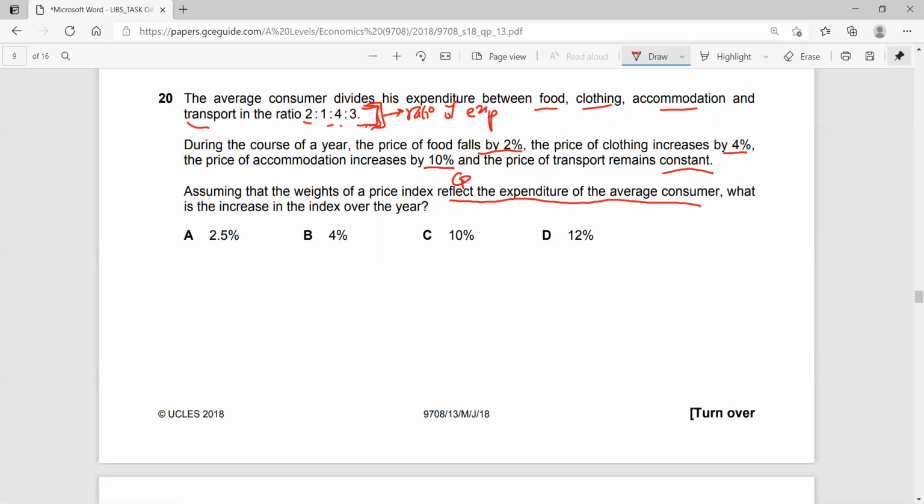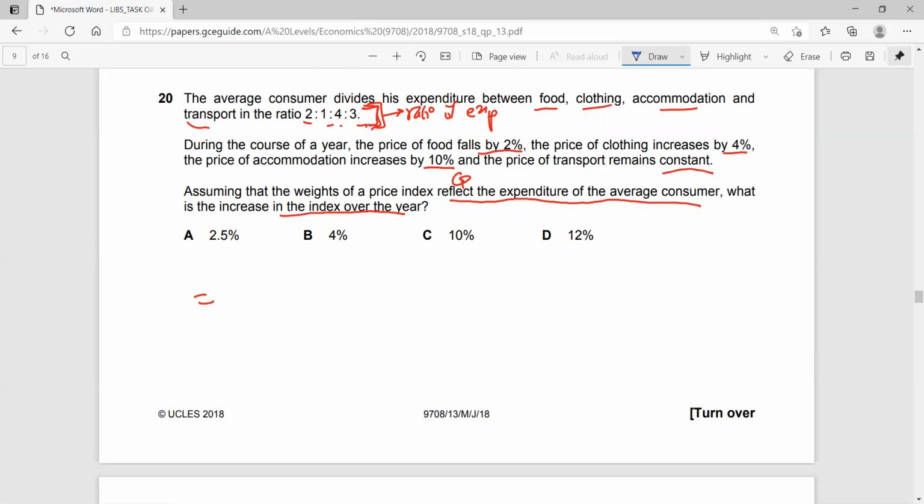All right, so let's try to calculate this. The increase in the index over a year, essentially how much does the general level of prices rise when you account for weights as well. Please don't forget to account for weights. So let's use a different color for no good reason.